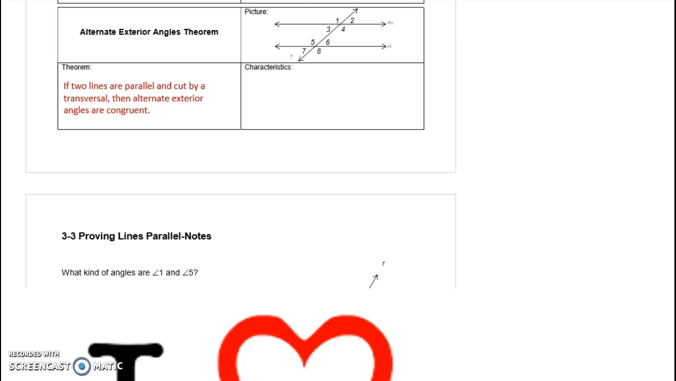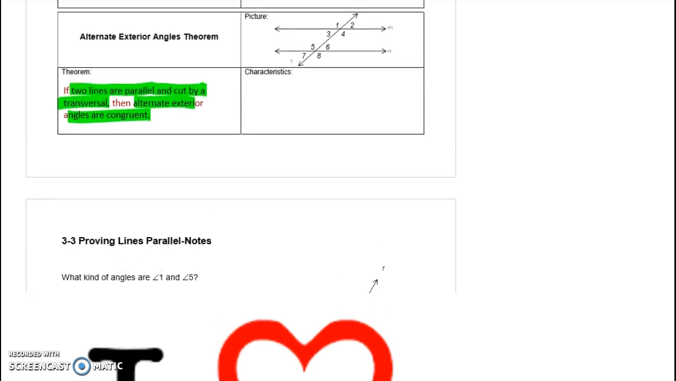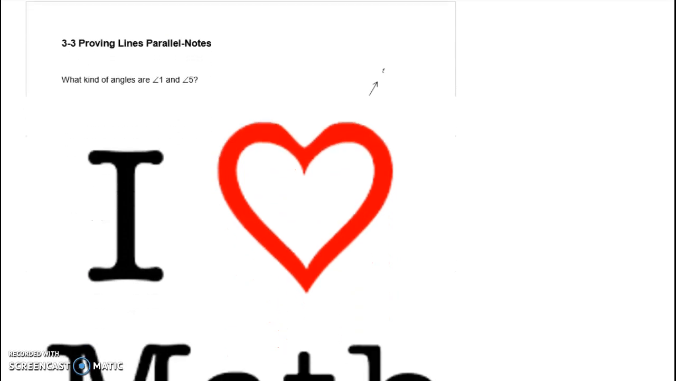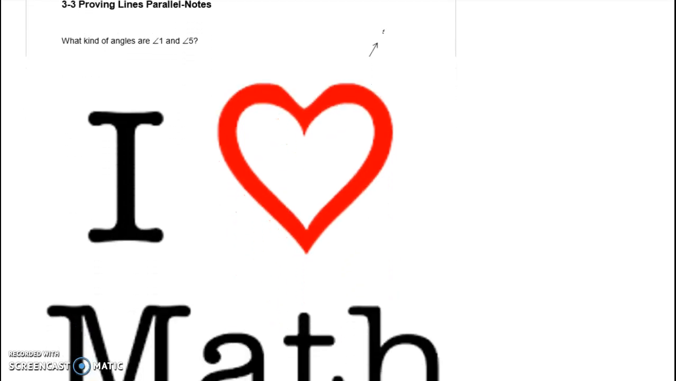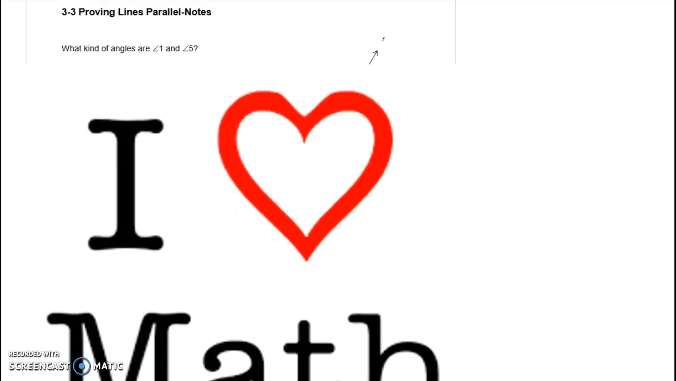This says if this, then this. So if they're parallel, then they're congruent. What we're going to be doing is going backwards. So we're going to say if they're congruent, then the lines are parallel. It isn't much different from what we've been doing, but we just understand the concept of why we are doing it. So the first one says, what kind of angles are angles 1 and 5?